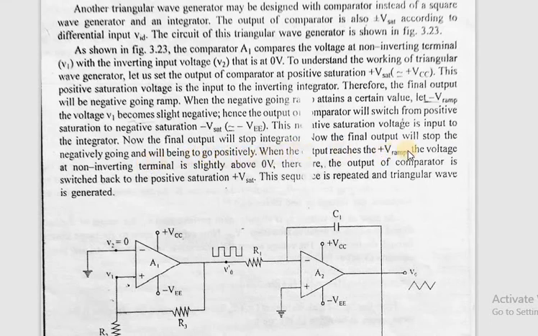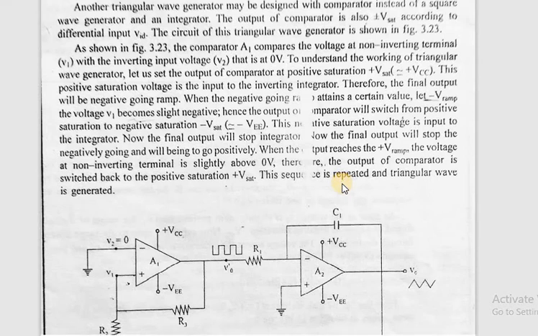When the output reaches plus V ramp, the voltage at the non-inverting terminal is slightly above 0 volts. Therefore, the output of the comparator switches back to positive saturation, and this sequence is repeated. So this is the basic underlying principle behind the generation of a triangular wave through a triangular wave generator. Now we'll find the expression for the frequency of such a generator.